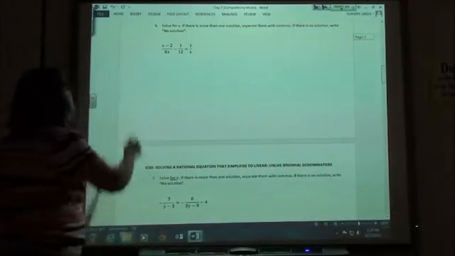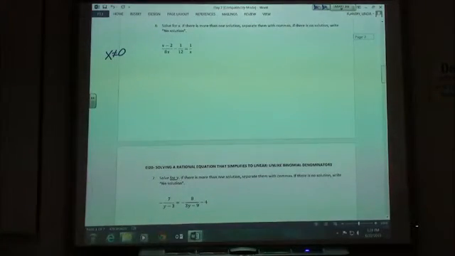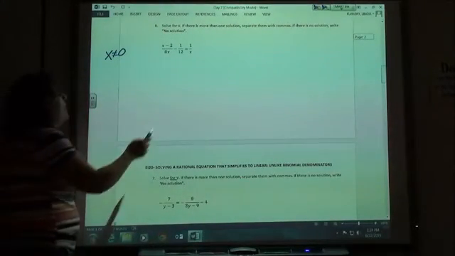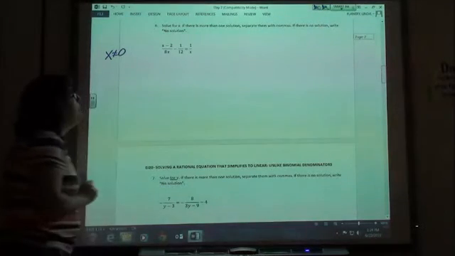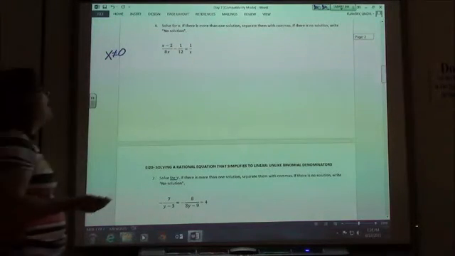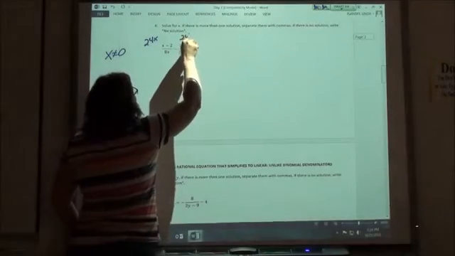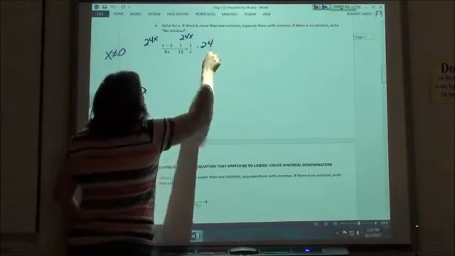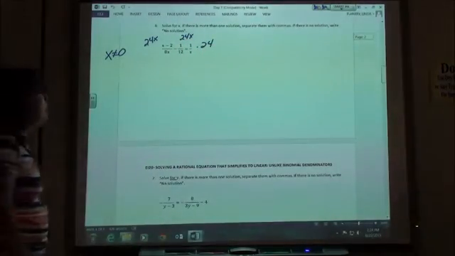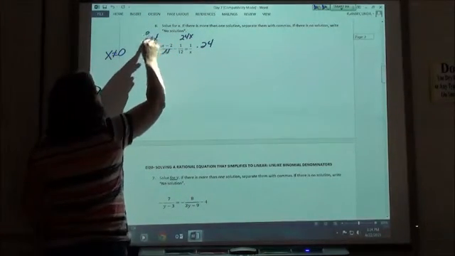Number 6, again, the only restriction is that I can't have the 0 in the bottom of the fraction. And so again, I'm going to multiply by my common denominator, so I have to think about 8 and 12. The least common multiple is 24. I also need to have that x, so 24x would be my common denominator. Here the x's are going to cancel out. 8 goes into 24 3 times.